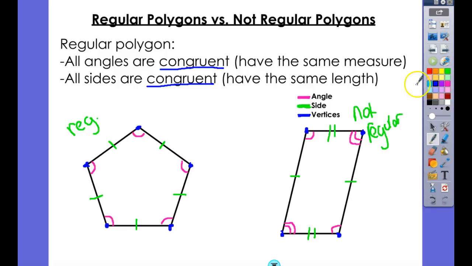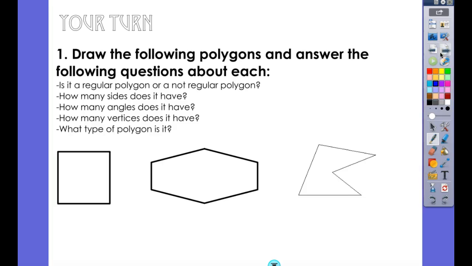All right, now it's time for you to practice this. I want you to draw these 3 shapes into your math journal and identify the different parts. First of all, tell me whether it is a regular polygon or not a regular polygon. Tell me how many sides it has, how many angles it has, and how many vertices it has, and also refer to the chart that we made that tells us what type of polygon it is.